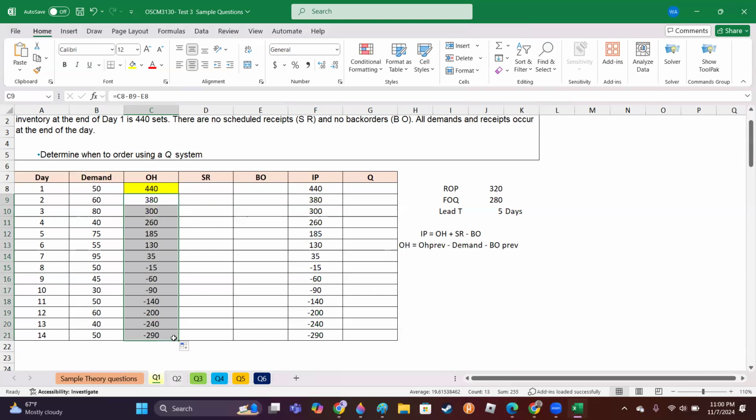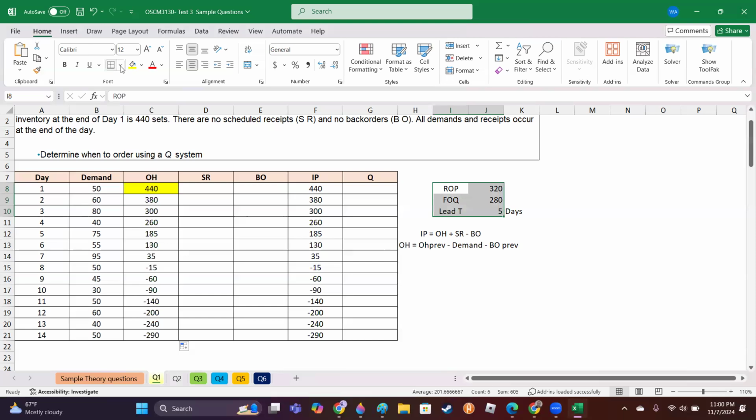Now I'm going to use these 2 columns to figure out when we should place an order for new inventory. I'm going to go off of this reorder point. Whenever we drop down to 320 units of inventory or less, we need to place an order, and we're going to be placing an order for 280 units of inventory.